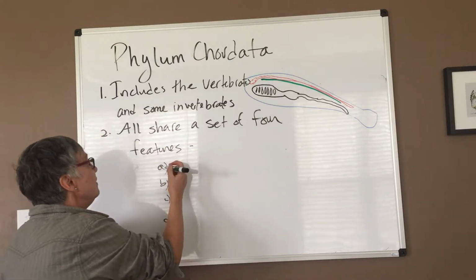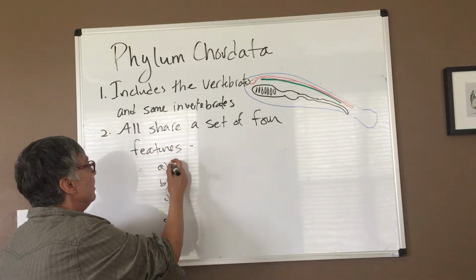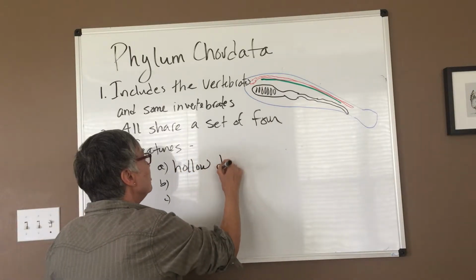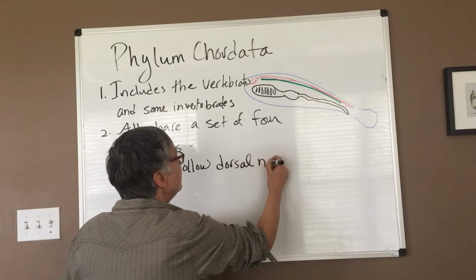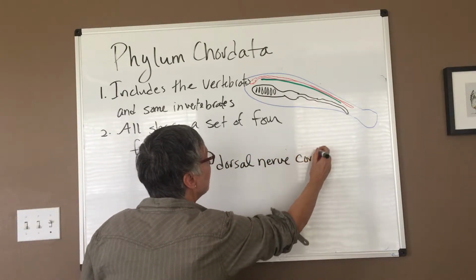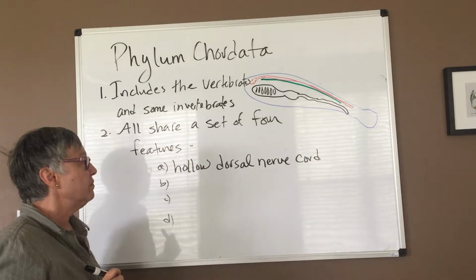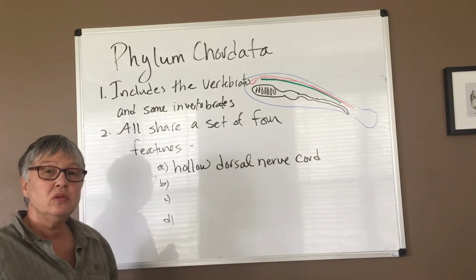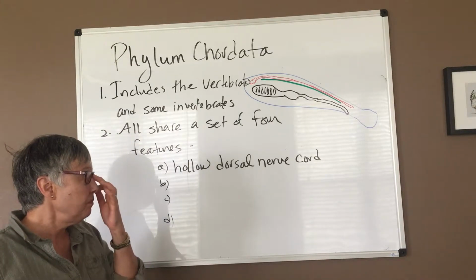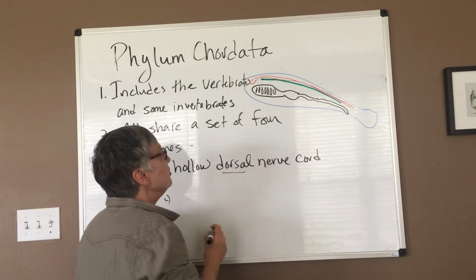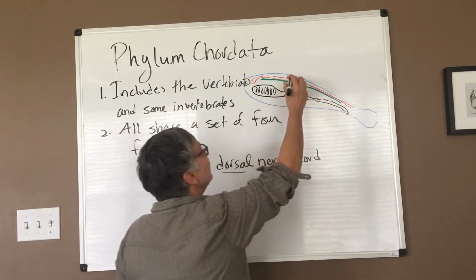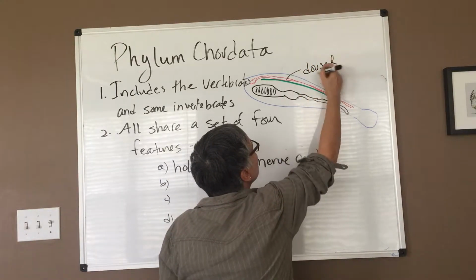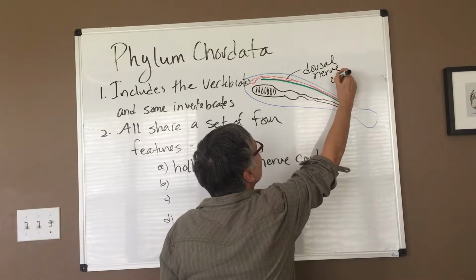Number 1, this group, the chordates, have a hollow dorsal nerve cord. And that nerve cord will develop into the brain and the spinal cord. The term dorsal, remember, means toward the back. And so this structure right here is the dorsal nerve cord.